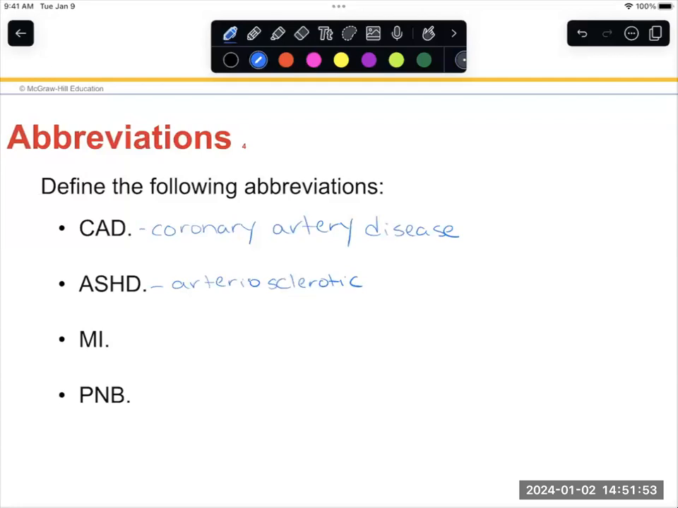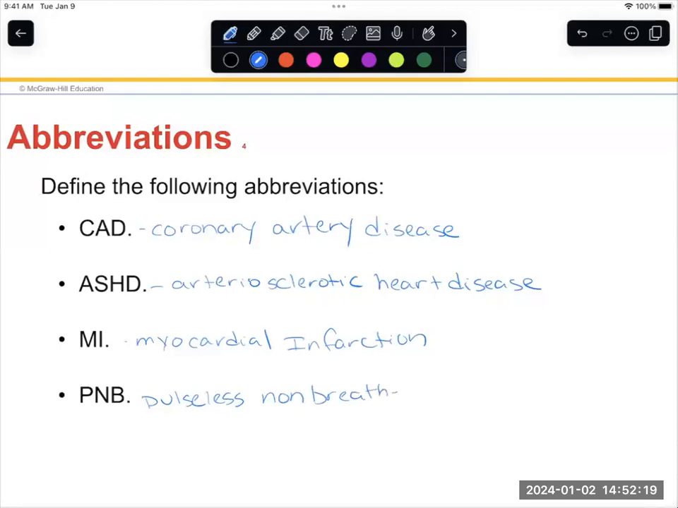Arteriosclerotic heart disease. MI, myocardial infarction. PNB, pulseless non-breather.